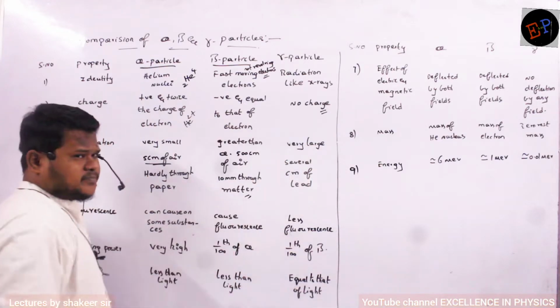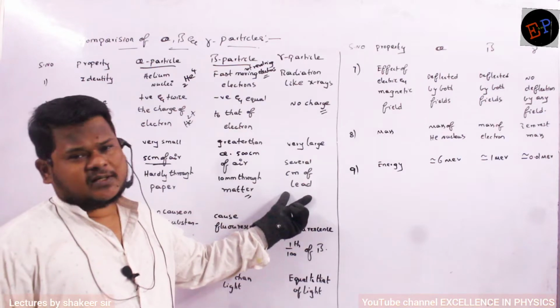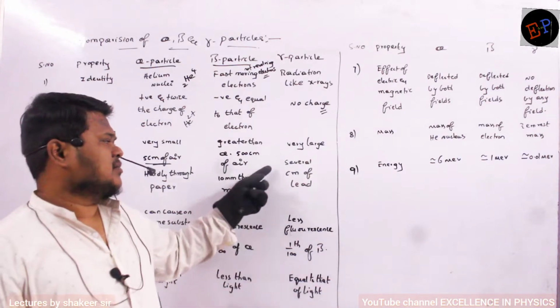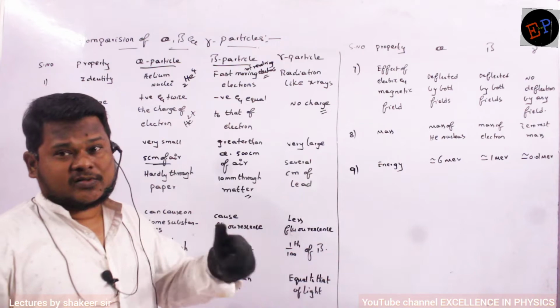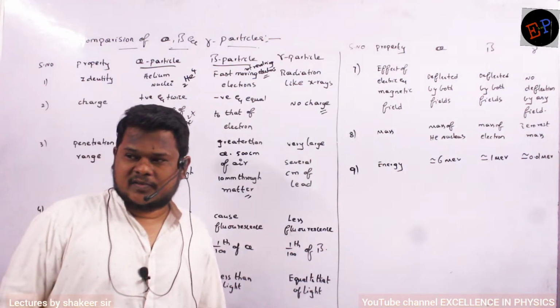This is radiation, no? This is radiation, X-rays. So therefore its penetration capacity will be very large. So it can travel through several centimeters also in lead metal. If you take lead metal, it can enter into several centimeters of lead metal also.